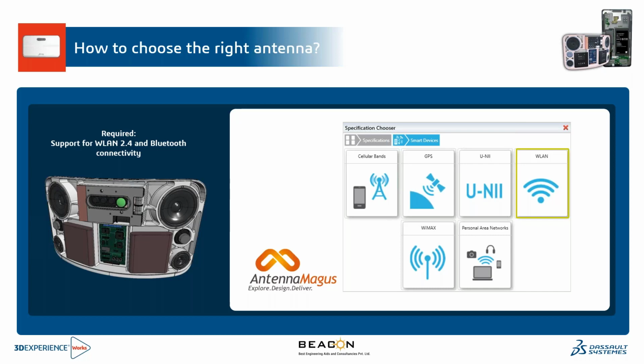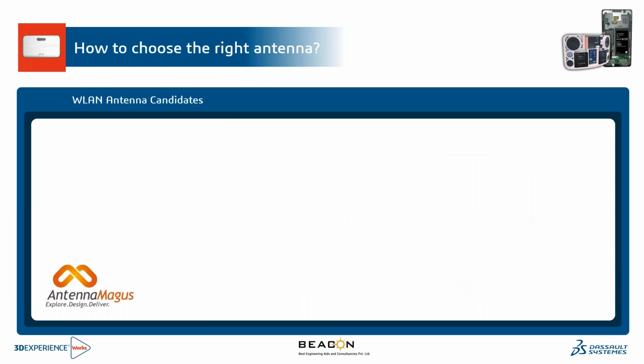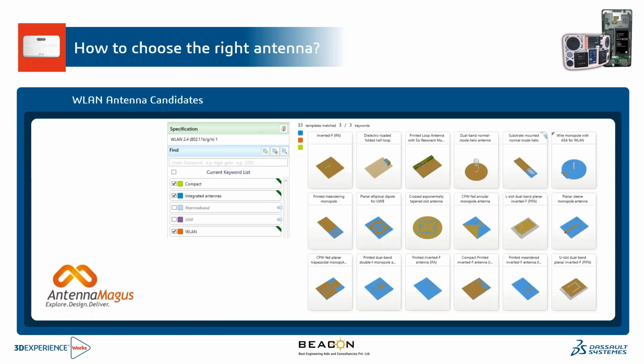So here, since we are looking for WLAN, we can choose that. And the next thing is we have to look for the specific name and the frequency at which it operates, and we have to understand the detailed specification of those types of components. Once we choose it, within Antenna Magus, we get to see there is a keyword list where we can filter by selecting the type.